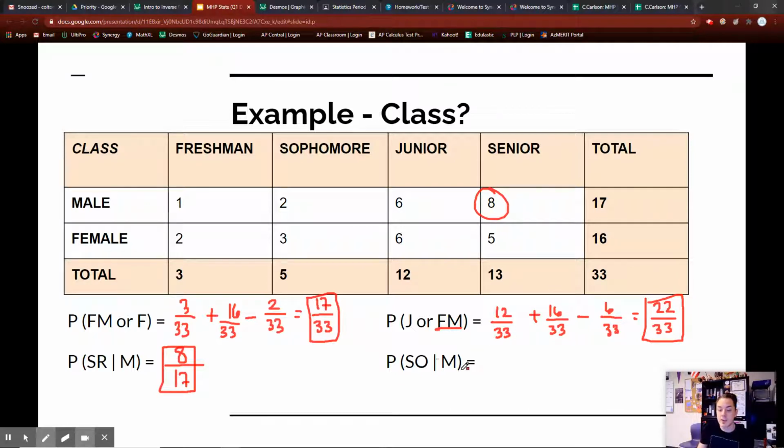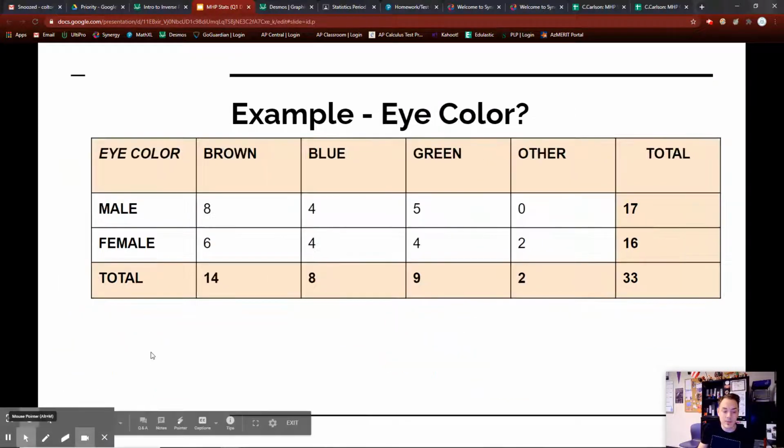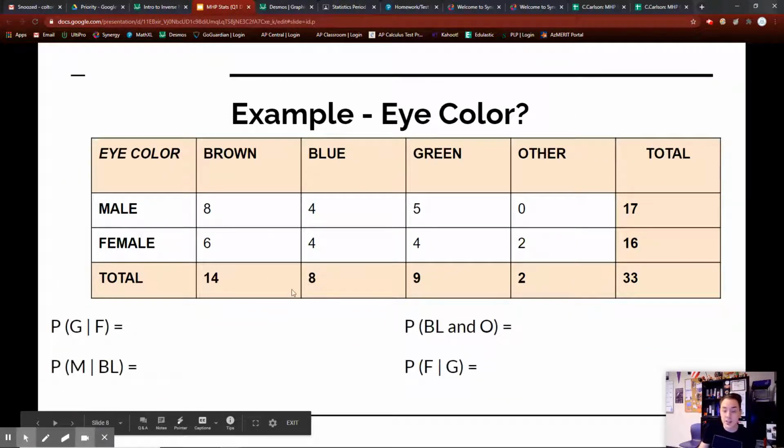Okay? Sophomores, given that they're male, so the overlap, sophomores and male, are 2. So we're going to put 2 all over the total males, okay, which is 17. And again, I can't simplify this out anymore. Okay, I hope that kind of solidifies some of our probability rules, the addition rule at least, and then the conditional rule. So let's erase, let's get to another table. We have 2 more after this, and let's start doing some more math.